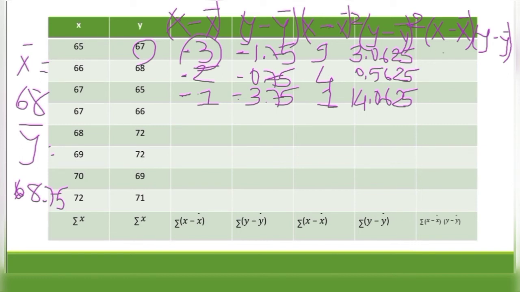Then the last column, which is x minus x bar into y minus y bar. So just you have to multiply these values. Minus 3 into minus 1.75, which is coming as 5.25. Then minus 2 into minus 0.75, which is 1.5. Minus 1 into minus 3.75, which is 3.75. Find the rest of the values. I have already found out.